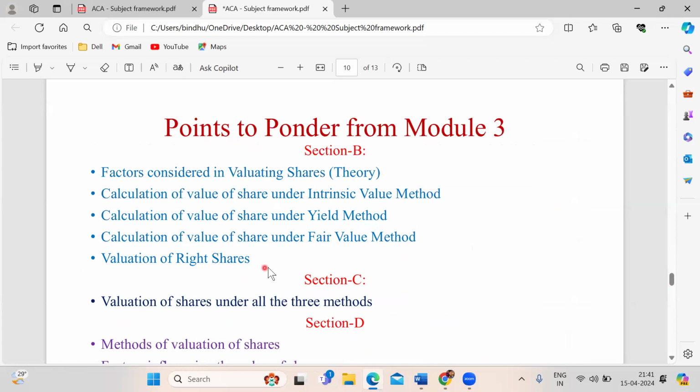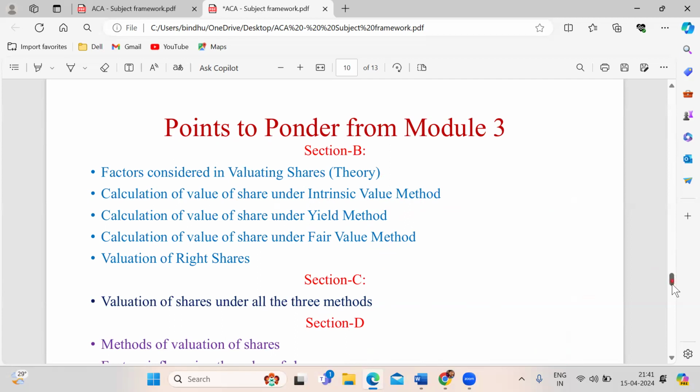The valuation of right shares may be asked for 4 marks. And many times they have raised questions on the intrinsic value method from an examination point of view. With a combination of these 2 methods, they are going to raise questions for Section C. Either they will provide a question to solve under consolidated information using intrinsic and yield methods. They can also raise the option of fair value method. If you learn individually, it will become much easier to solve the Section C problem.